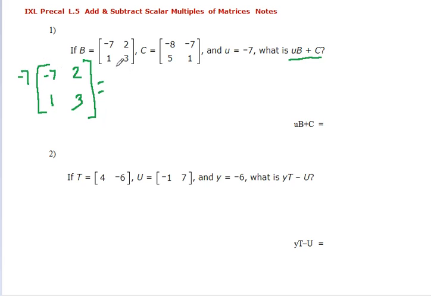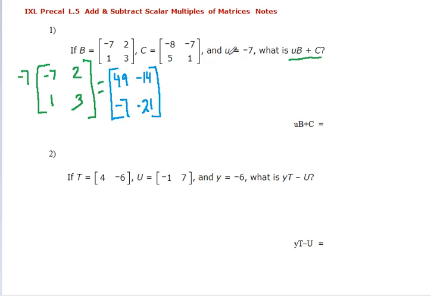-7 times -7 is going to give us positive 49. And -7 times 2 is going to give us a -14. -7 times 1 is going to give us a -7. -7 times 3 is going to give us a -21. And that's the first step there.